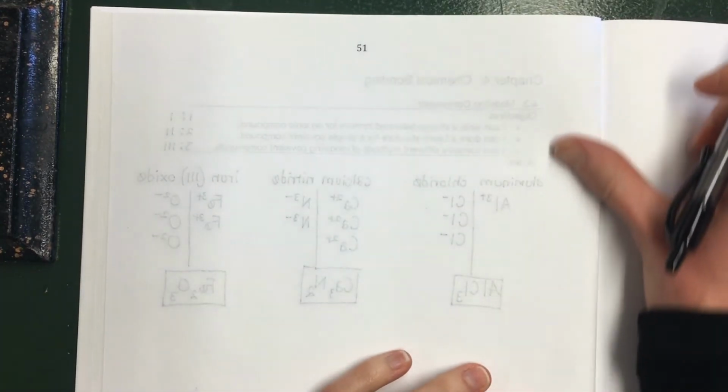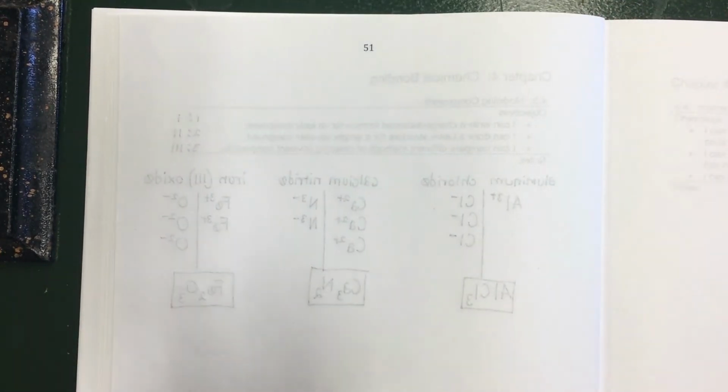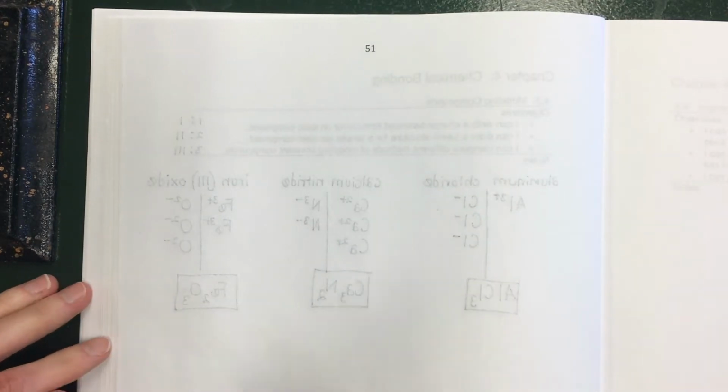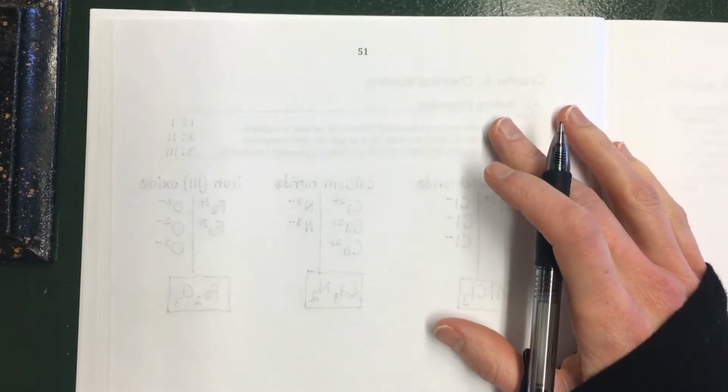Hey everyone, so in this video we're going to be learning about something called Lewis dot diagrams, and we're going to use them to make visual models of ionic and covalent compounds. So really quickly, it's been a while since we talked about this stuff, so let's review.